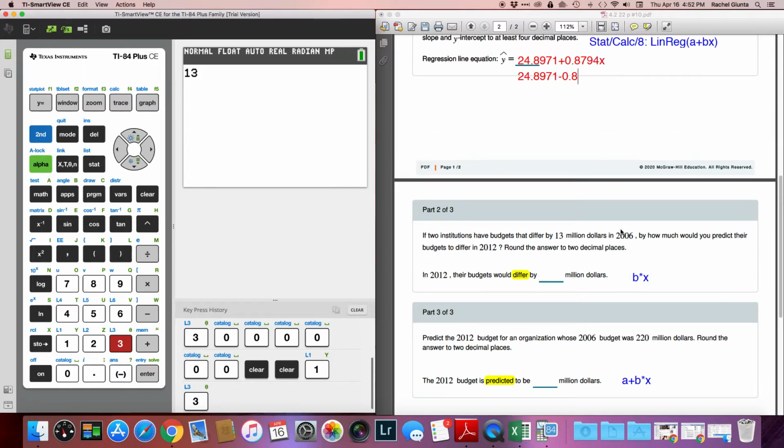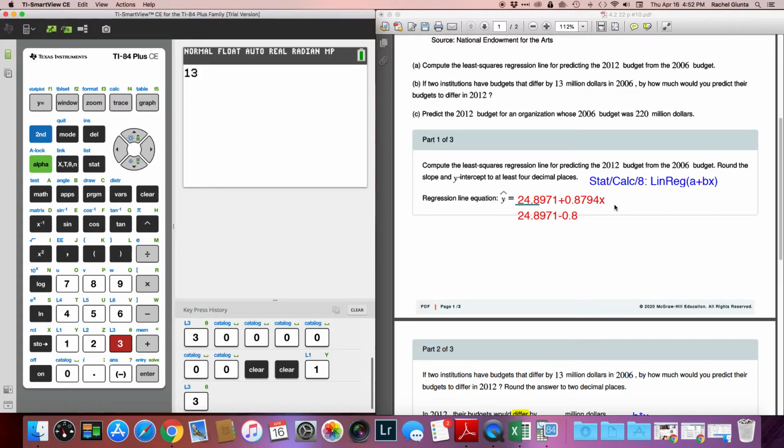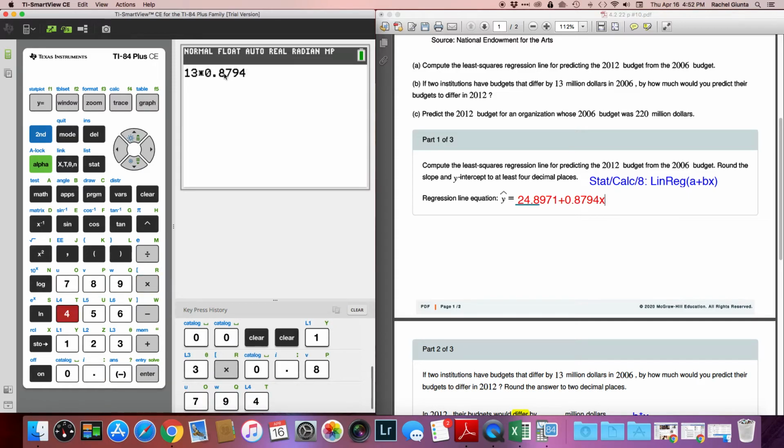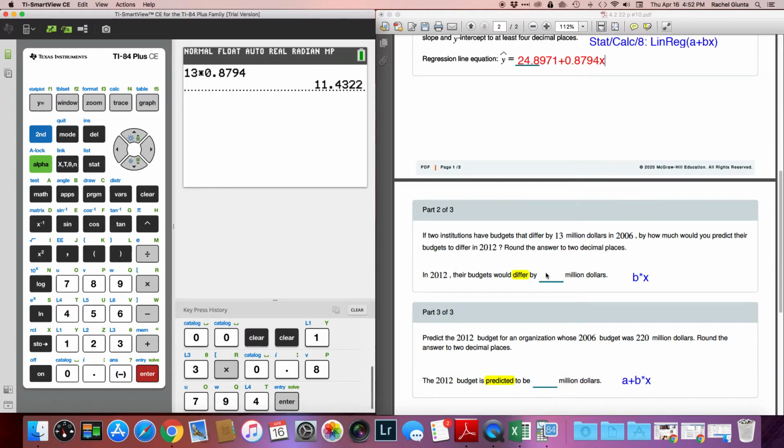So 13, and then you're going to multiply that by b from up here, and I messed that up. I'm going to just get rid of that so I don't get confused about which one it is. So b is 0.8794, so it's just going to be 13 times 0.8794 equals 11.4322, and it wants 2 decimal places, so 11.43. And then it's got the million in here, which actually is what takes care of you not using the million here.